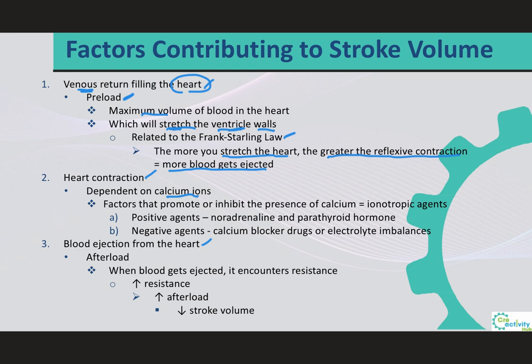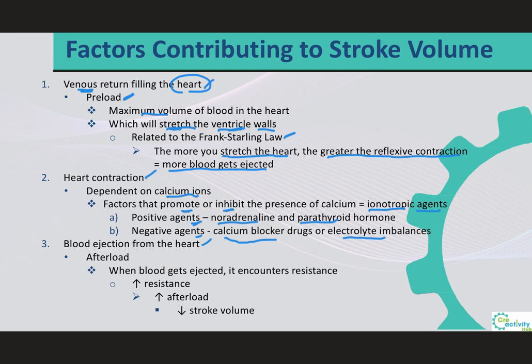You can have factors that will promote or inhibit calcium, and these are called inotropic agents, and they will be either positive or negative. The positive agents are going to be the ones that will increase the availability of calcium. So for example, noradrenaline or the parathyroid hormone will be able to increase the levels of calcium. And the negative agents will decrease the availability of calcium. And these can be, for example, any drug that is a calcium blocker, or even if you're having some sort of electrolyte imbalances. So these will influence the contraction rate due to the availability of the calcium ions.